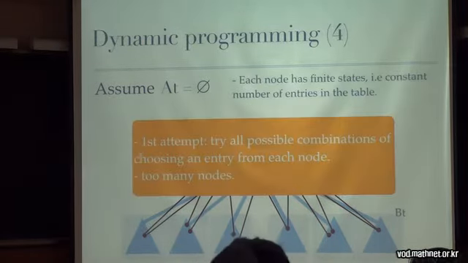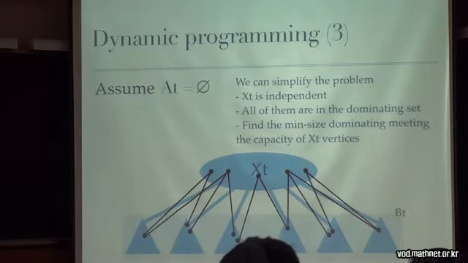But some of the vertices in XT are probably colored because of the situation in AT. Yes. And more situation. Yes. That's a good point.